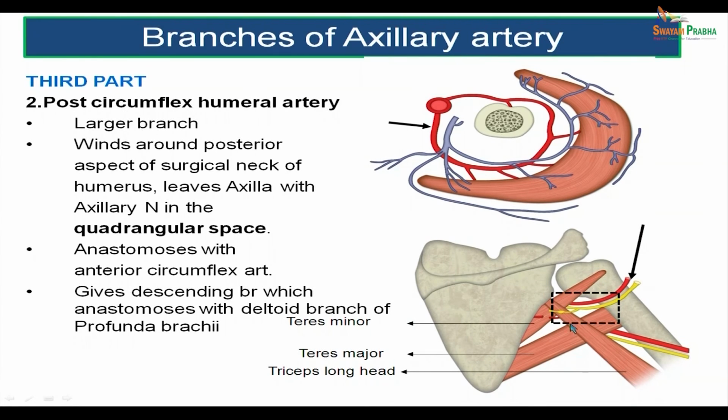Together they form this space called the quadrangular space, and passing out from the quadrangular space we can see the branch of the axillary artery called the posterior circumflex humeral artery, and along with it a nerve coming out called the axillary nerve.